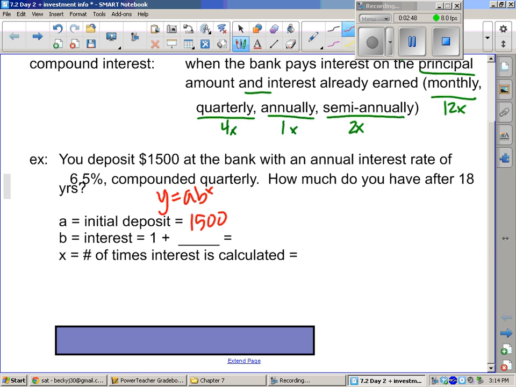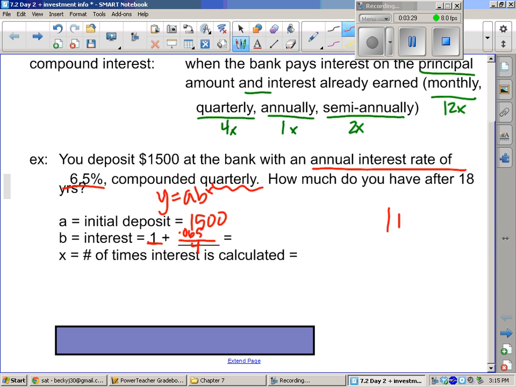But this is where things get tricky. Remember we talked about anytime you have growth, you have to add 1, because that really represents 100%. But here we have an annual interest rate of 6.5%. That's the interest we would earn over the whole year, but it's calculated 4 separate times. So first turn the percentage into a decimal, 0.065, and divide it by the number of times it's been calculated. If that were monthly, you'd divide by 12. Annually, you wouldn't have to divide at all. So we just have to pay attention. When it's compounded, you have to divide.